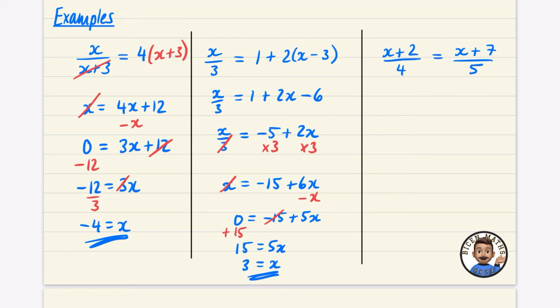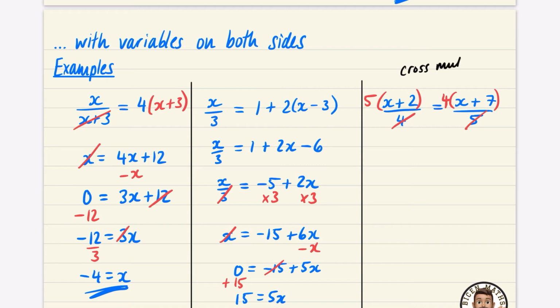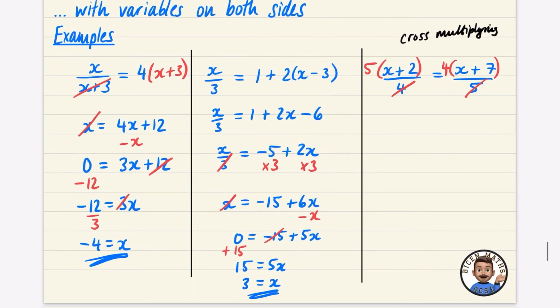Last one that we've got here. I'm going to get rid of this divide by 4 by multiplying this side by 4. And I'm going to write that with brackets around it like this. And I'm going to get rid of this 5 by multiplying the other side. So what you'll notice is that that 4 moved up there and that 5 moved up there. This is what sometimes people call cross multiplying. The denominator here jumped up and that one jumped up, but it's all to do with inverse operations.